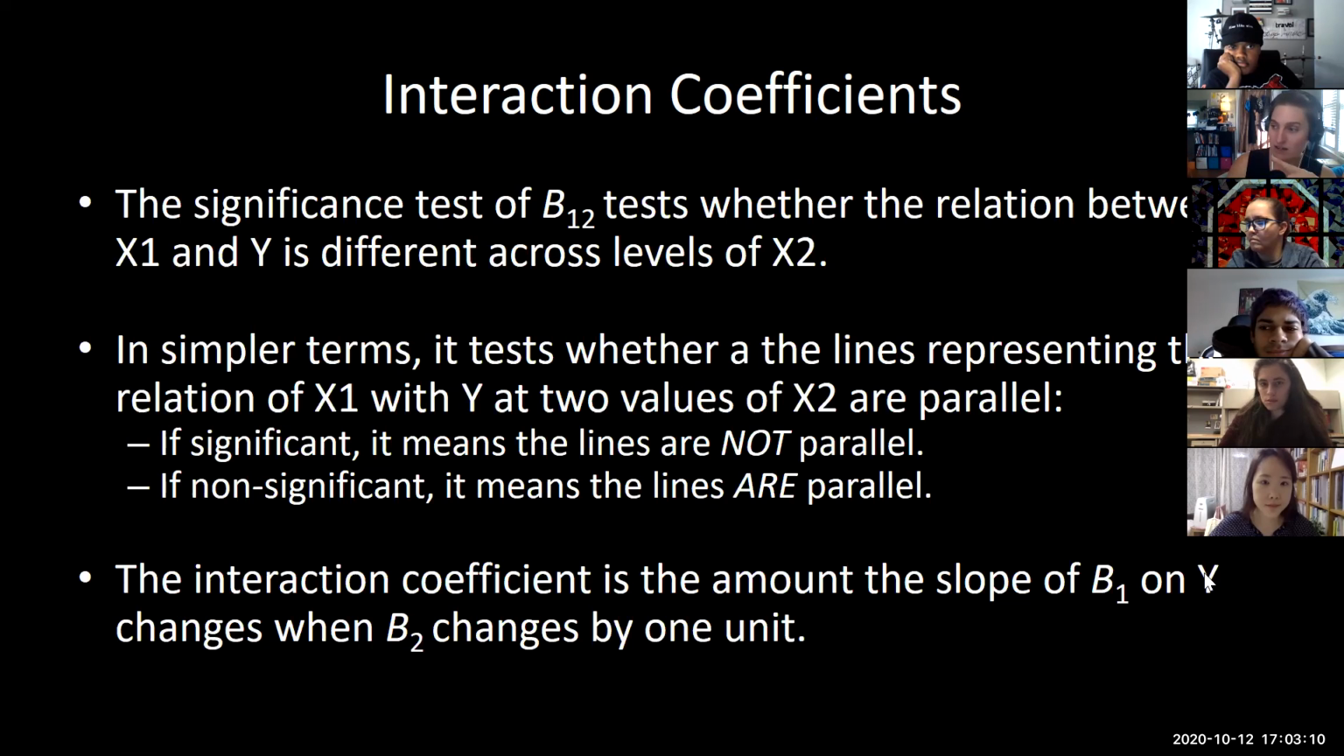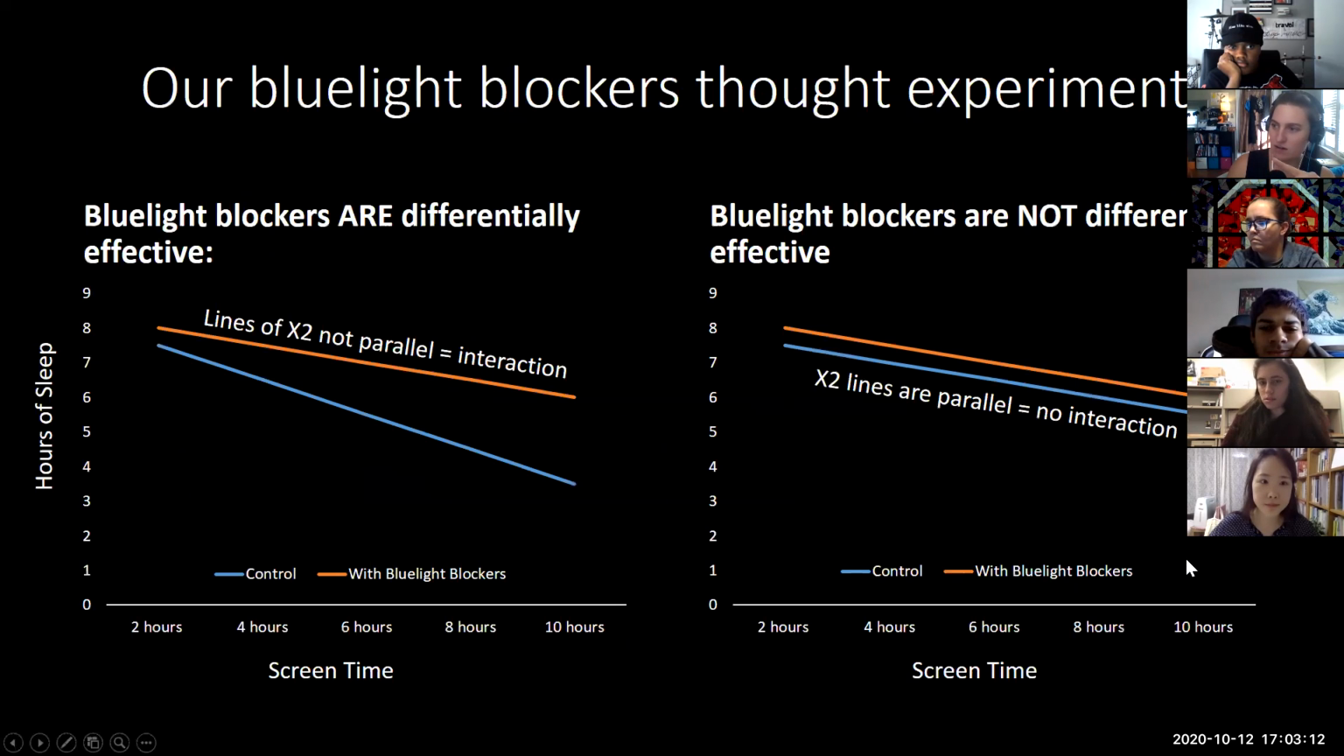So if you think about it, come back here. This is the relationship of b1 with y when b2 is equal to 0. And as I move it up by 1 unit, I move it to with blue light blockers. And now I'm talking about the slope of this line. So the coefficient of the interaction is the difference between this slope and this slope.